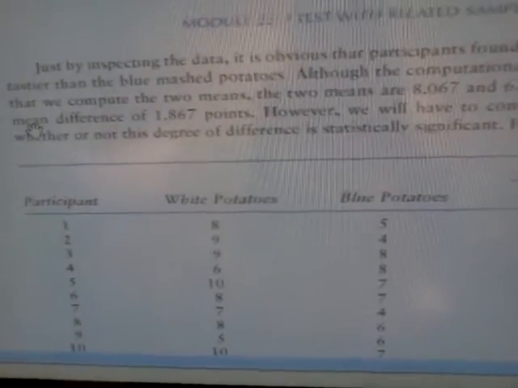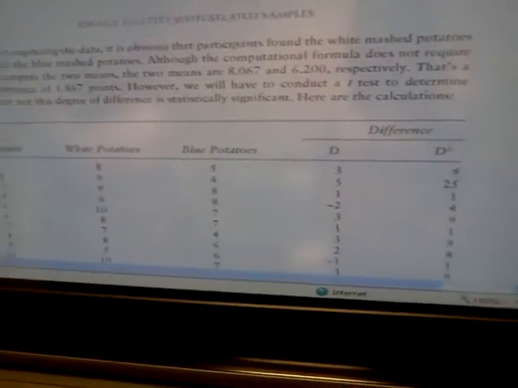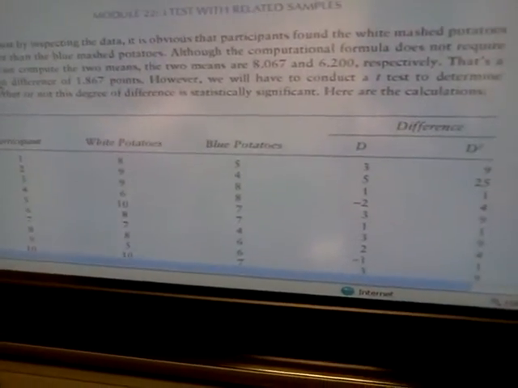Just by inspecting the data, it is obvious that participants found the white mashed potatoes tastier than the blue mashed potatoes. Although the computational formula does not require that we compute them, the two means are 8.067 and 6.200 respectively. That's a mean difference of 1.867 points. However, we will have to conduct a t-test to determine whether or not this degree of difference is statistically significant. Here are the calculations.